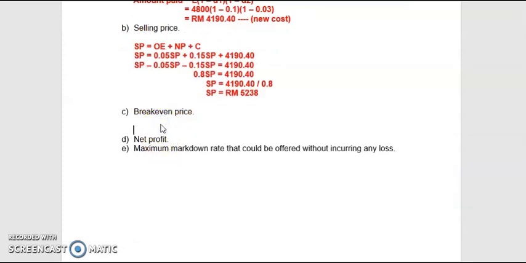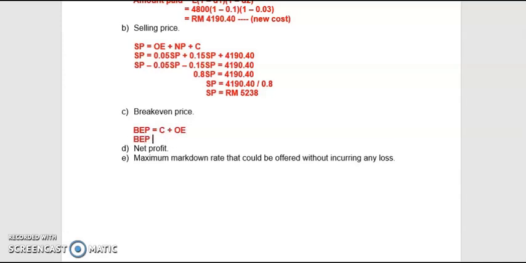Okay, question C, find the break-even price. So what is the minimum selling price that we can offer to customers so that we will not suffer any loss? So we know that break-even price is equivalent to cost plus OE. So our cost just now is 4190.4 plus OE. OE is 0.05 SP. Okay, since we already have value SP, then you substitute into the formula. So 0.05 SP multiplied by SP equivalent to 5238.